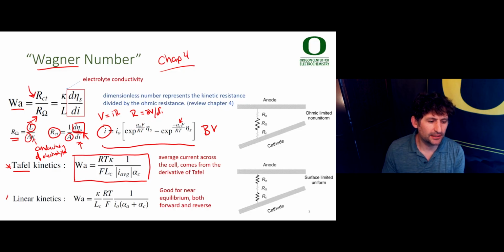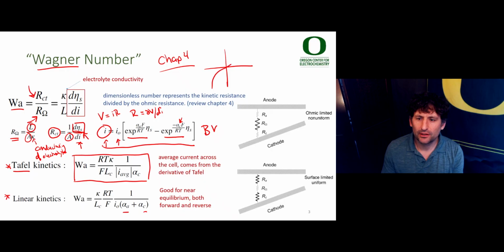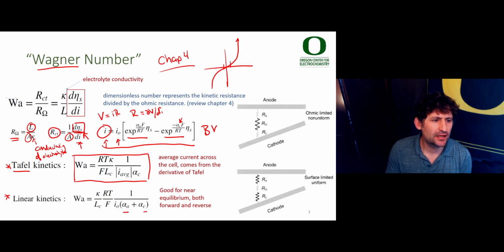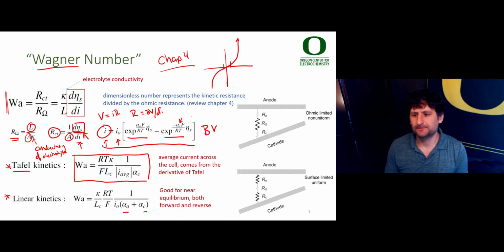We can also take linear kinetics, which is where we linearize both these terms to make I as a function of I naught and the two transfer coefficients. We get rid of the exponents, and that approximation is good near equilibrium. Remember, the total Butler-Volmer expression gives curves that look like this, or if you're close to equilibrium, it's approximately a straight line. Now we can think about the Wagner number physically.